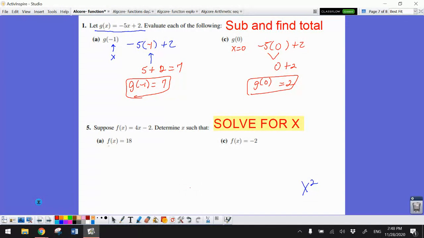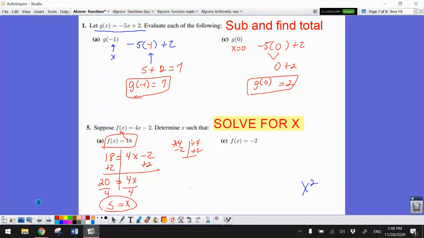And here's the opposite. F of x equals 18. That means it's going to go on the left-hand side. So 18 equals 4x minus 2. Solving this, I see it's times 4 minus 2. So the opposite would be plus 2, divide 4. So I'm going to add 2. 18 plus 2 is 20. Drop my 4x, divide by 4. I come up with x equals 5. And that one's finished.